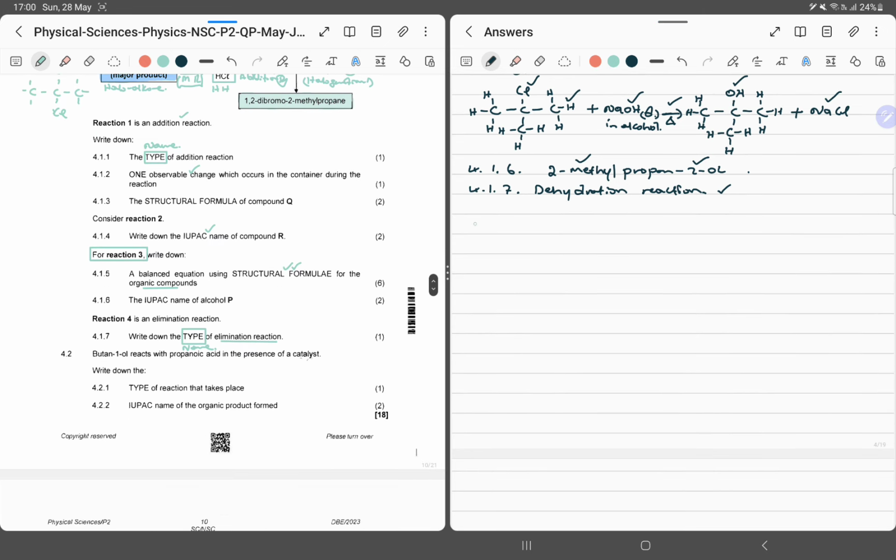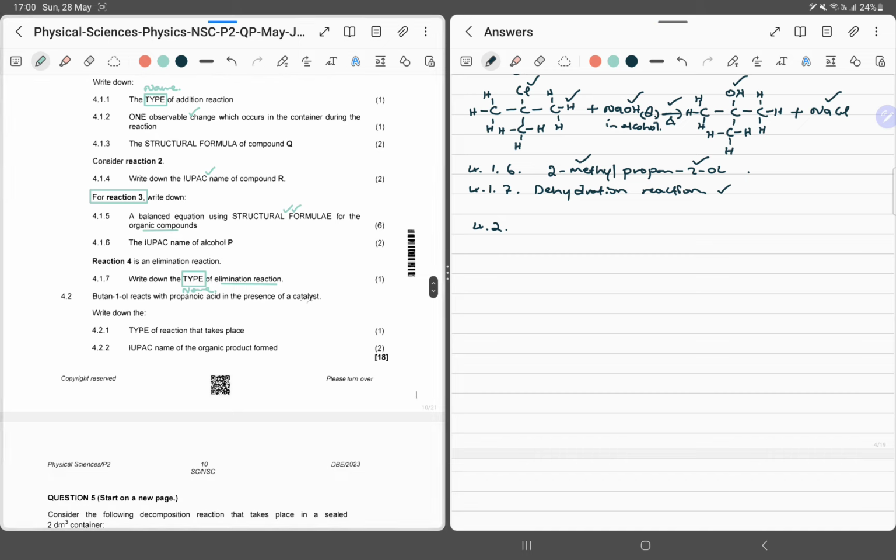And then now we've got here 4.2. This question's got longer than I expected. Okay, butane 1-ol reacts with propanoic acid. So this is a primary alcohol reacting with a carboxylic acid. You know that we're doing esterification there in the presence of a catalyst, which is H2SO4, right? Yes, and then write down the type of reaction that takes place. So 4.2.1, we know that it is a condensation reaction.